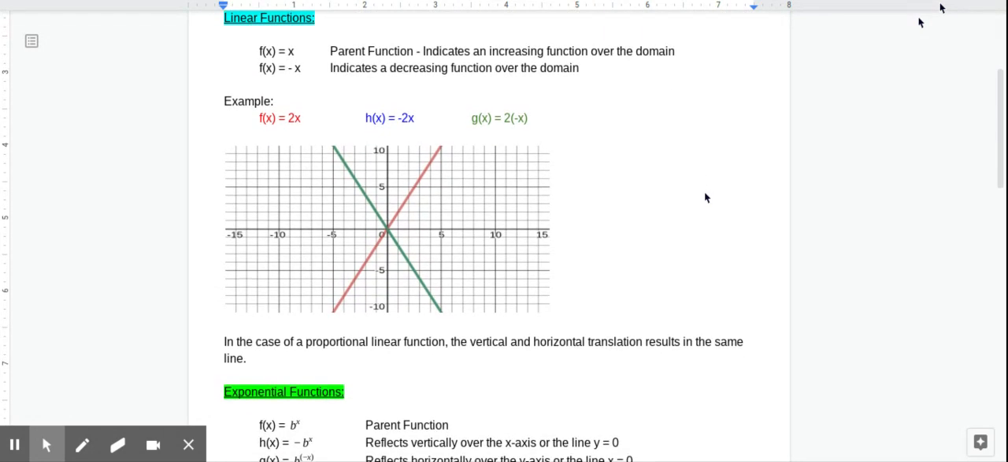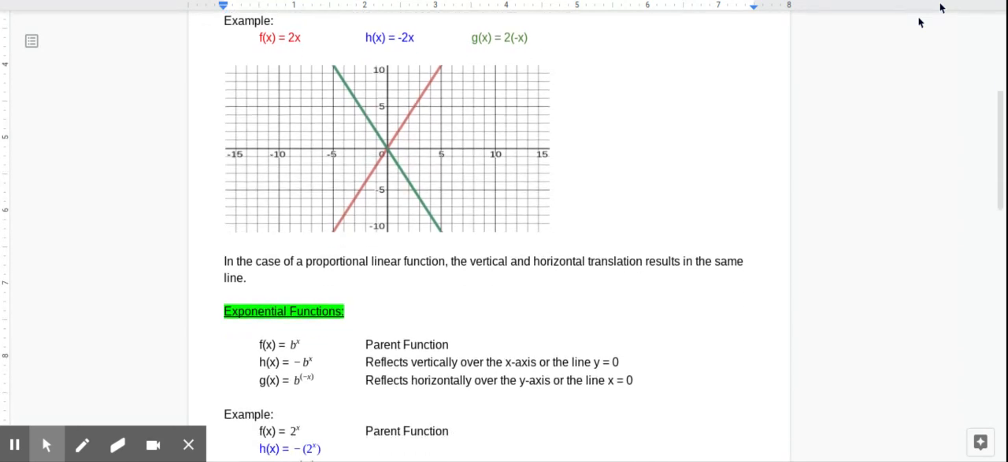For linear functions, we can think about that as being f of x equals x. F of x equals x is going to be an increasing function. So in the example of f of x equals 2x, our slope is 2, and it's all increasing. If we put the negative out in front and our m becomes negative 2x, it is a decreasing function where our slope is negative 2. If we put the negative in with the x, it will also be a decreasing function where our slope is negative 2. In the case of proportional linear functions, the vertical and the horizontal translation results in the same line.